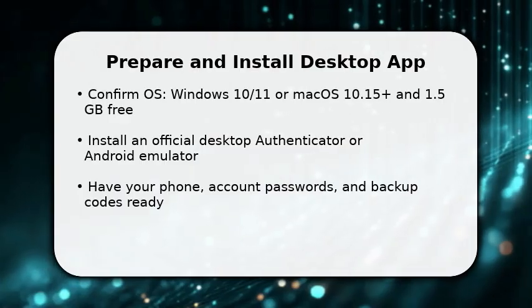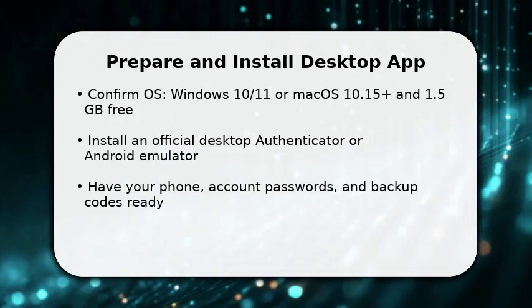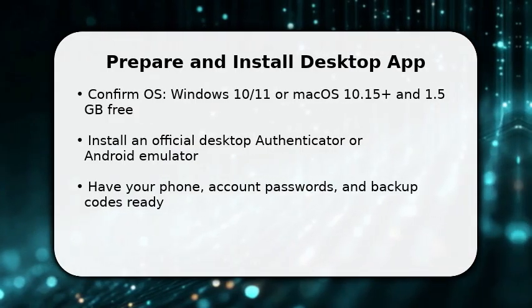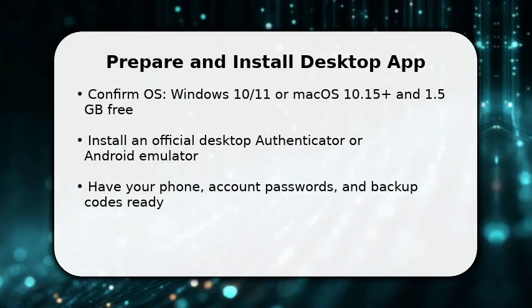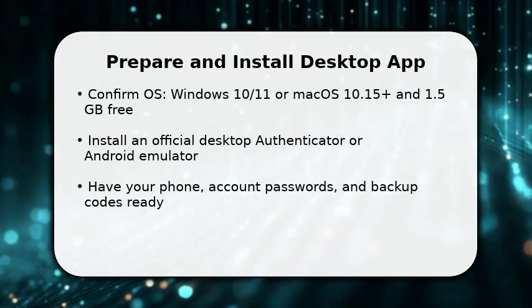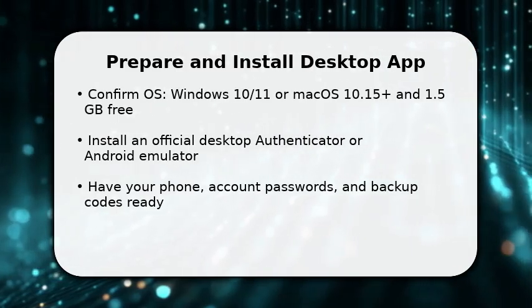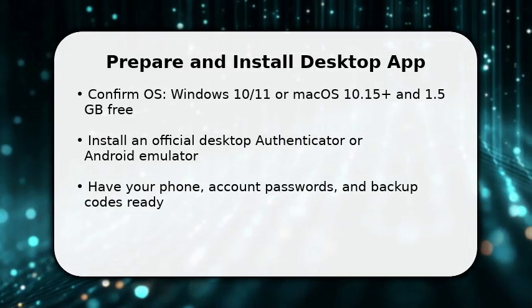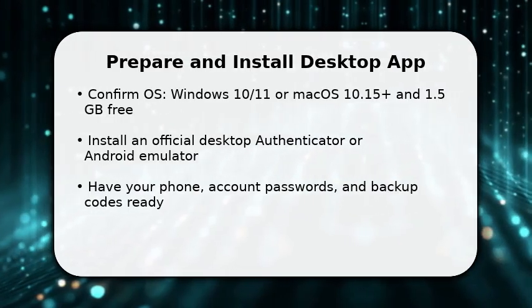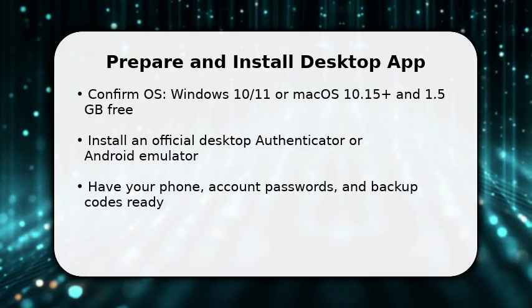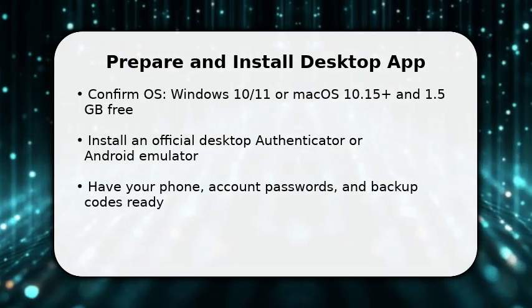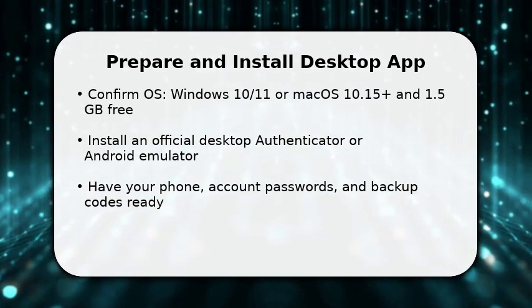You'll start by getting the app on your desktop and ensuring accounts are ready. First, choose the official authenticator for desktop or a trusted Android emulator. Install it. Once done, open the app and sign into the same account types you use on mobile. Make sure you have your phone nearby and any recovery codes or passwords visible. This prevents lockout during migration. Now, keep focused so you can begin transferring each account securely to your desktop authenticator.